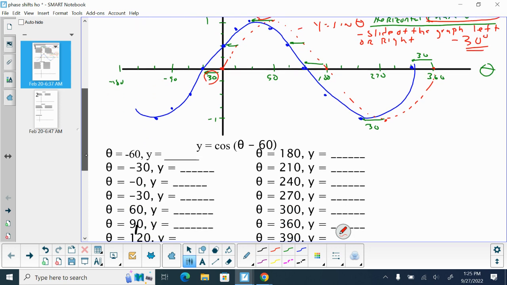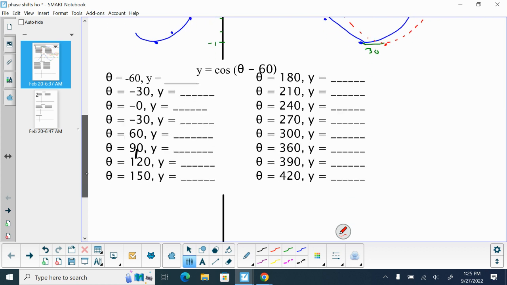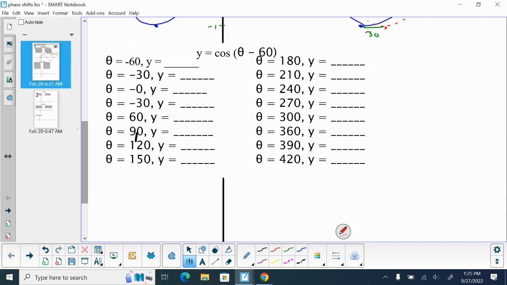If we take a look at a second one here, we're not going to go through all these ordered pairs, but we're going to look at the cosine of theta minus 60. Our b value is 1. Our amplitude is 1, so we still have an amplitude of 1. The period is 360 degrees.